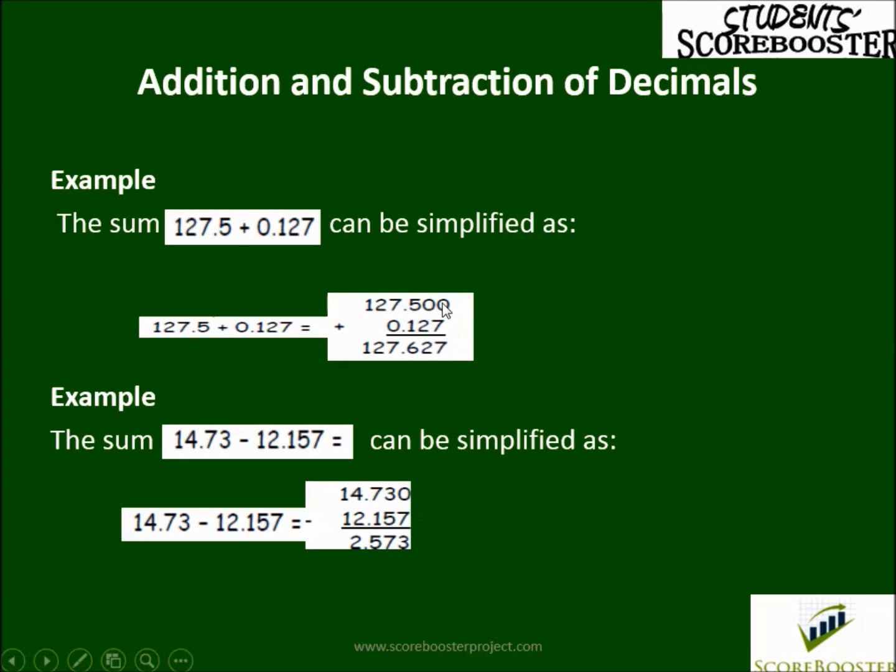So now you start adding from the right. You have 7 plus 0 is 7, 2 plus 0 is 2, 1 plus 5 is 6. Then you insert the decimal point, then 7 plus 0 is 7, then 12, you bring it down, there's nothing to add to it. So you have 127.627. You can confirm that with your calculator.